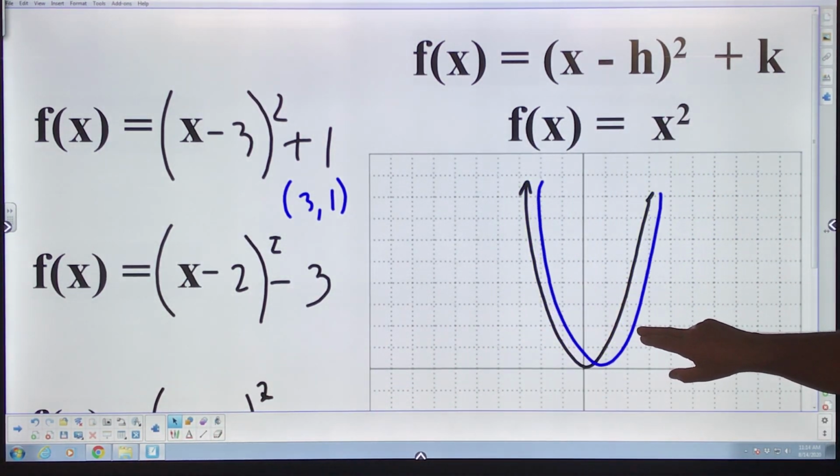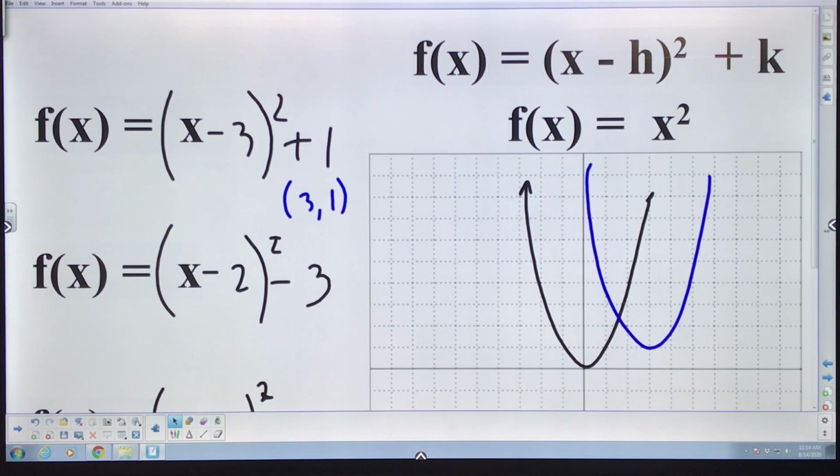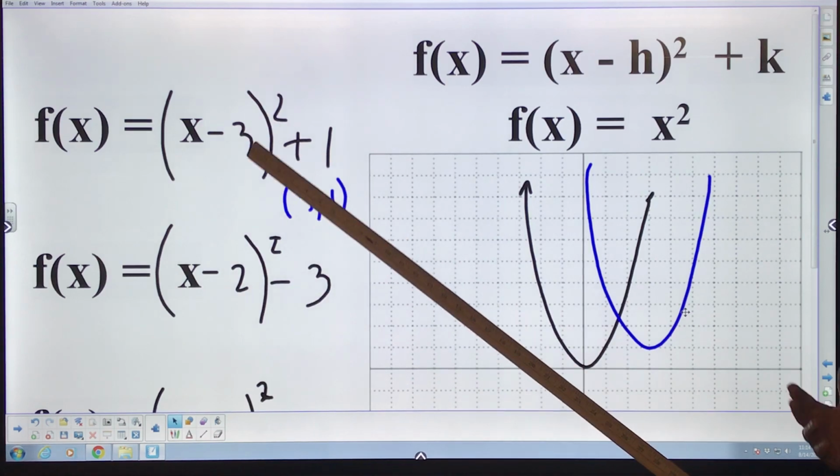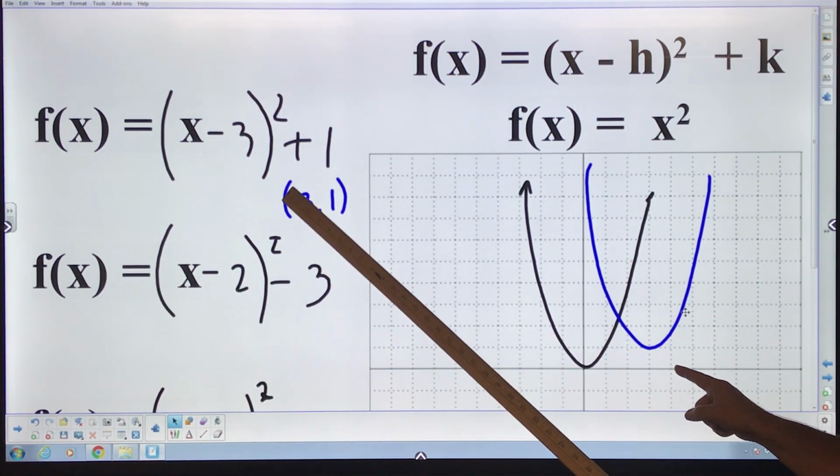So it would be over 3 up 1. That's what we think it would look like. Over 3 up 1. We could put some numbers in and see if they are anywhere near correct. Like we could put in 1, 2, 3, 4. We could put in 4.